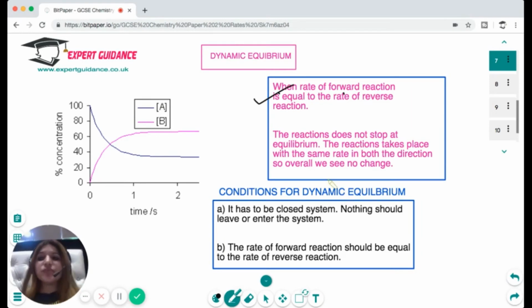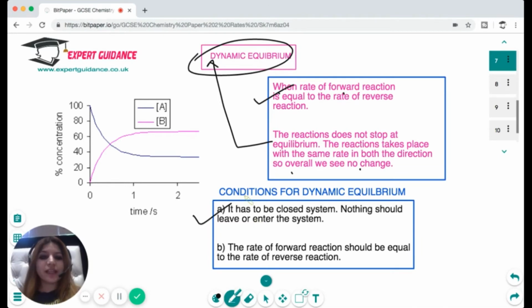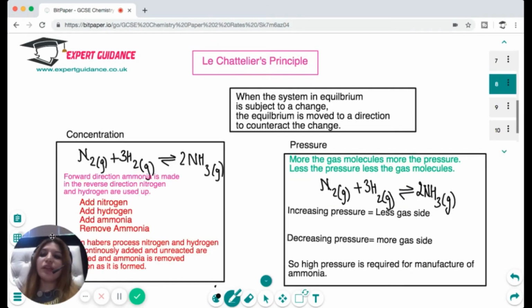Now, most of the students think that as the concentration doesn't change at equilibrium, the reaction stops at equilibrium. But this is not true. The equilibrium is dynamic. What is dynamic equilibrium? It means that the reaction does not stop at equilibrium. The reaction takes place with the same rate in both the directions. So overall, we see no change. And for the dynamic equilibrium to set up, it has to be a closed system. So nothing should leave or enter the system, and the rate of forward reaction should be equal to the rate of reverse reaction. Okay, so I hope the definition of equilibrium is clear to you.